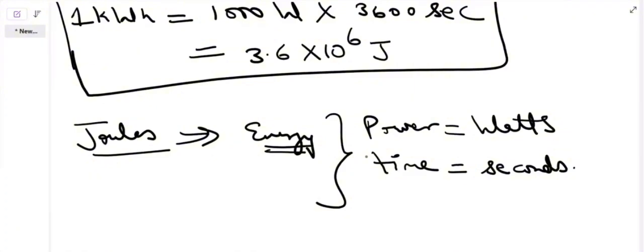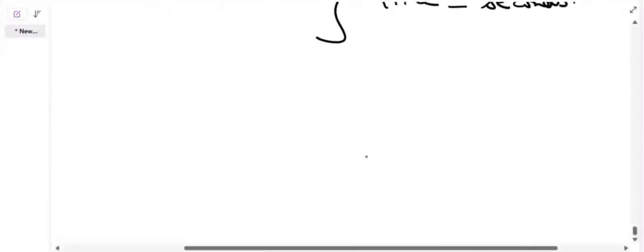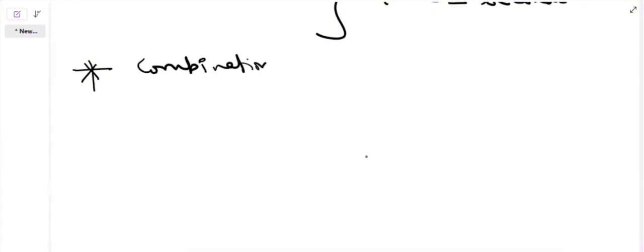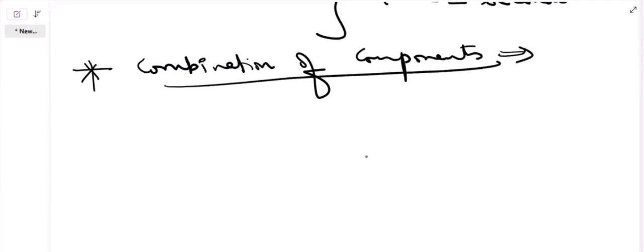Do you need me to explain the electric motor of grade 10 or are you aware? Yes, ma'am, I am aware. Okay, then I am going to the combination of the components. Yesterday you took a lot of time understanding that part, Carnot engine and Carnot cycle. Okay, fine, no issues in that.